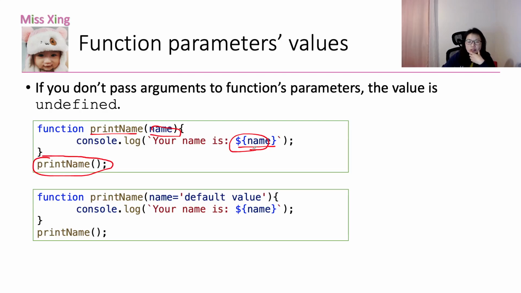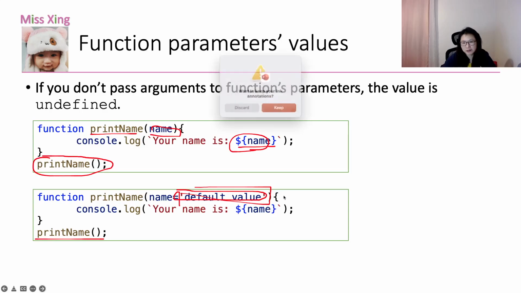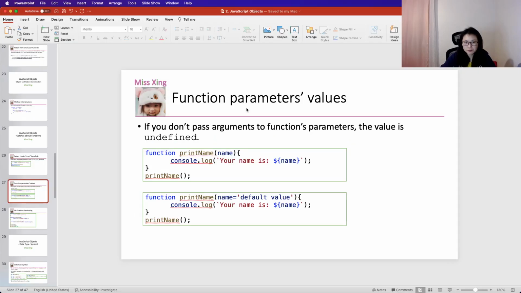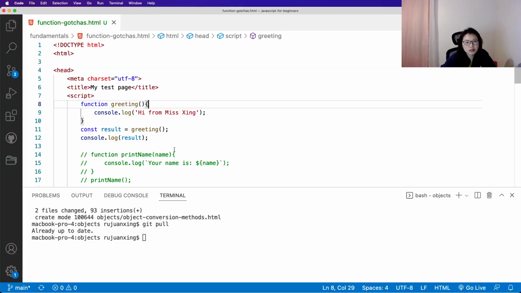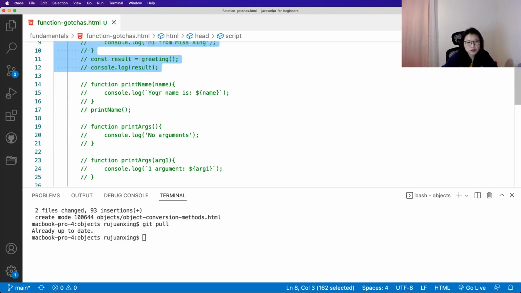And in JavaScript, optionally, you can also give a default value. So in the second case, when I call printName, I also didn't pass a value for the name parameter, but here we give a default value, so your name is going to be the default value. Now let me show you these two cases. I have to keep switching between the screenshot mode and here.